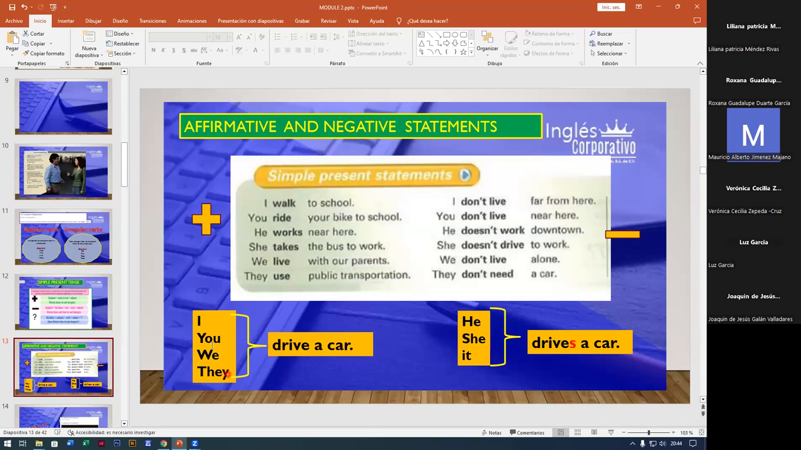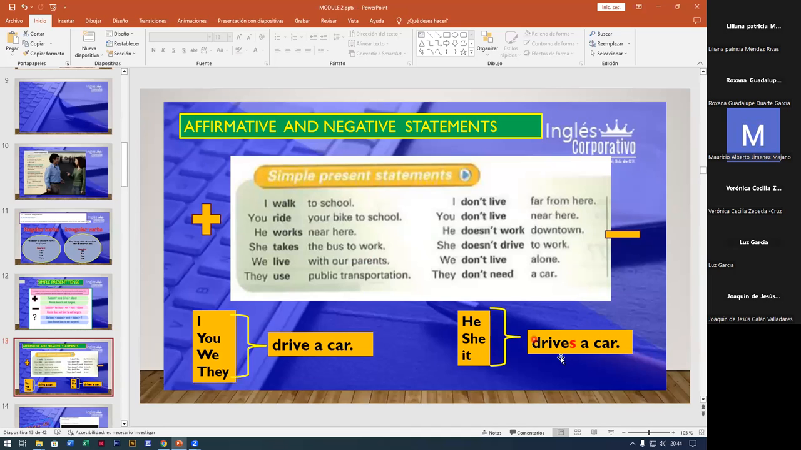In the affirmative form, we conjugate the verb depending on the subject. For example, with I, you, we, and they, you need to use the base form of the verb. Se utiliza la forma base del verbo, right? Con estos sujetos, I, you, we, they drive a car. But we also have the third person singular. Remember, third person singular, you're referring to another person, but it's only one person. In the case of he, she, it, now you conjugate the verb with the S form. He drives a car. She drives a car.